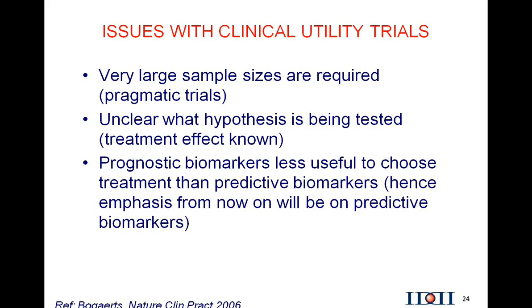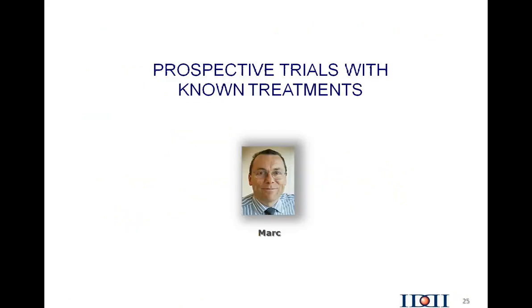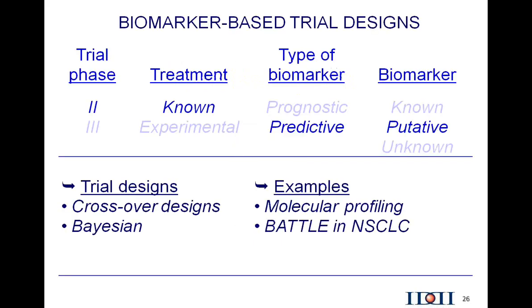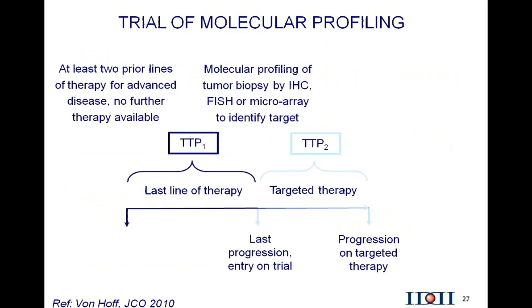Again, these are biomarkers that will predict whether a treatment has an effect or does not have an effect on some subsets of patients. So let's turn now to prospective trials where in fact we know the treatment effect, but we do not know if the biomarker has a benefit. And I'm going to discuss two designs that are appropriate in phase 2. So again, the effect of treatment is known, but the benefit of using a predictive biomarker is in fact not known. So the two trial designs that will be covered here are so-called crossover designs, and I will show you an example of molecular profiling, and the Bayesian adaptive design, and I will show the example of the BATTLE trial in non-small cell lung cancer.